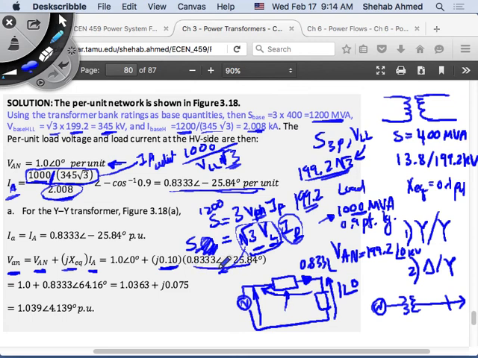Okay? Then they calculated the generator phase voltage. Is it okay? Yes? No?